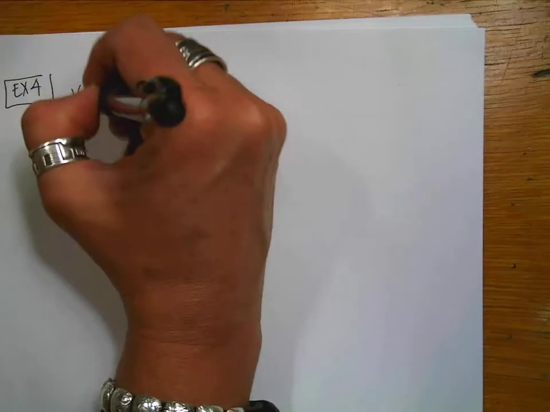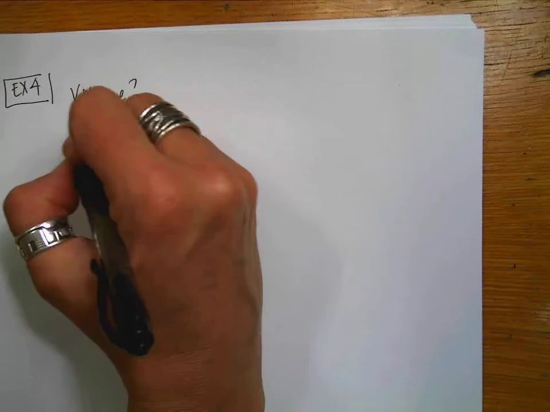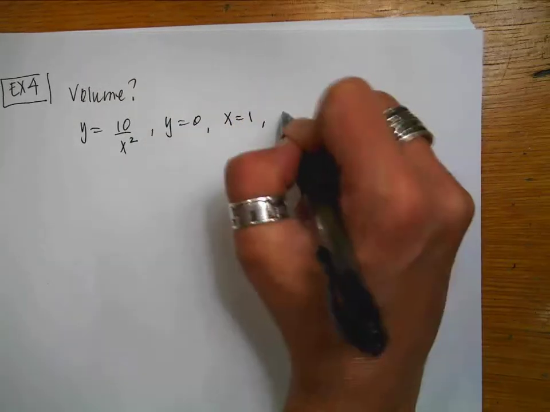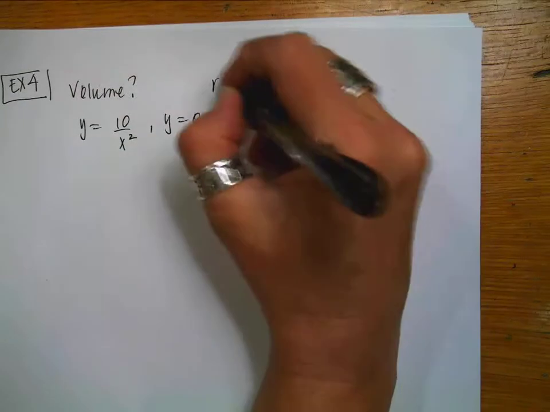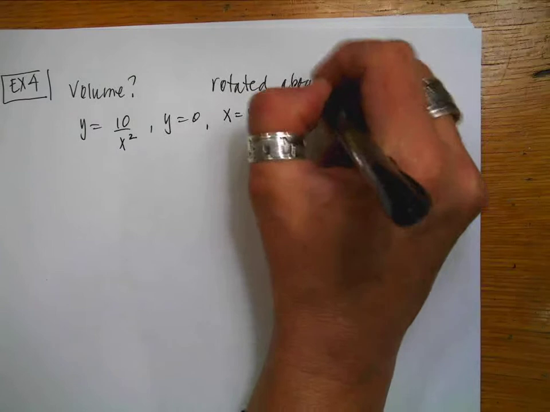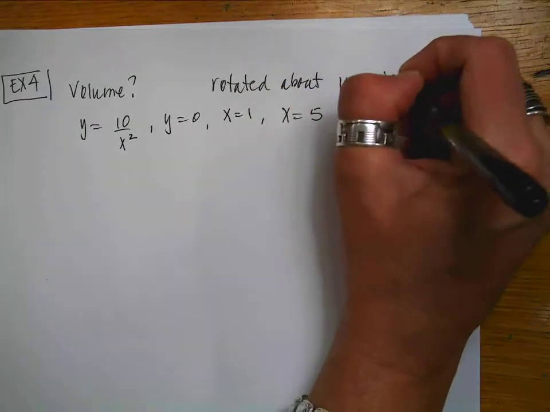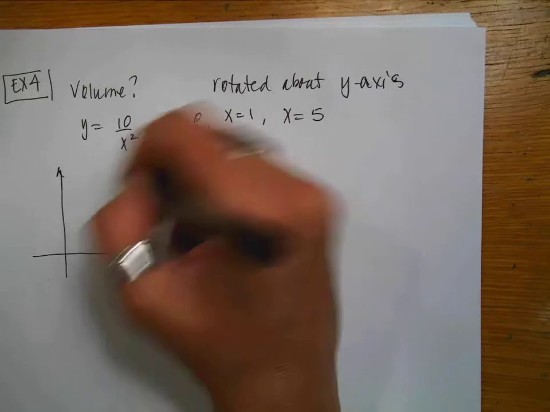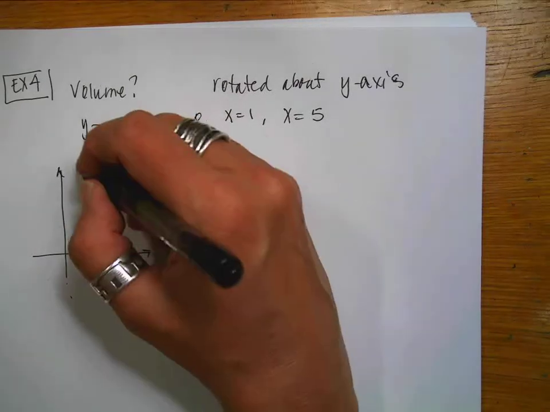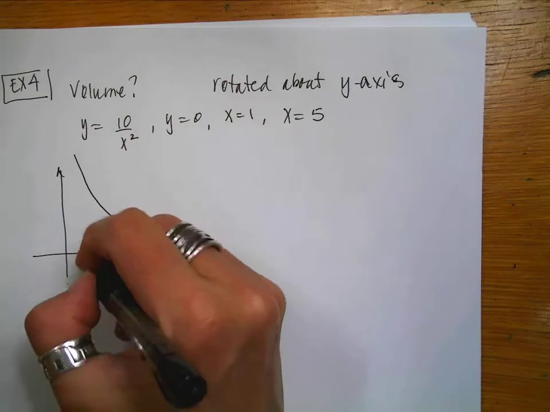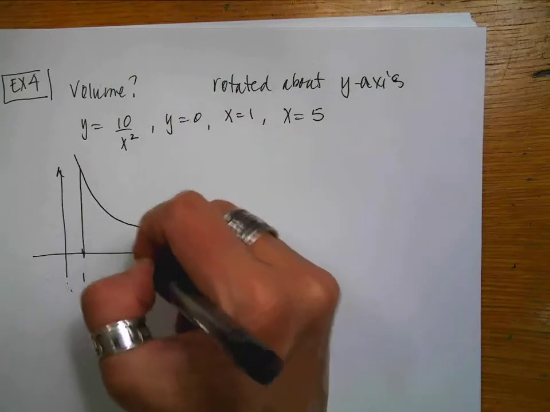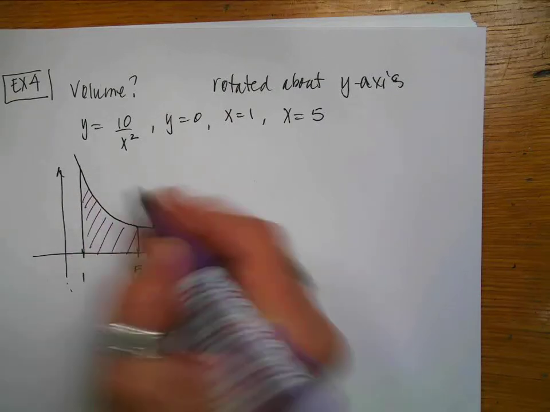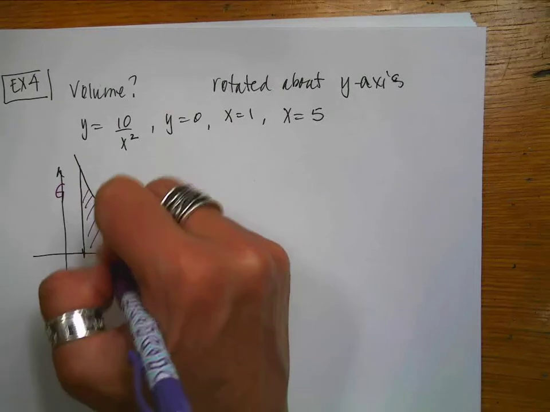So for example 4, we want the volume of the revolved solid bounded by the regions y equals 10 over x squared, y equals 0, x equals 1, x equals 5, and then we're going to rotate about the y-axis. So I'm going to draw my shape. Here's my axes. For 10 over x squared, I have a vertical asymptote at x equals 0, and it's going to be this curve. I'm going to go from x equals 1 to x equals 5. Here we go. So this is my region that's going to be revolved about this.